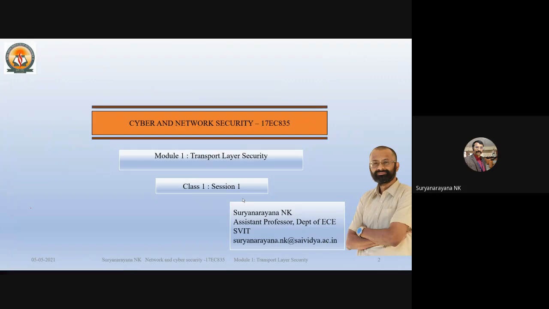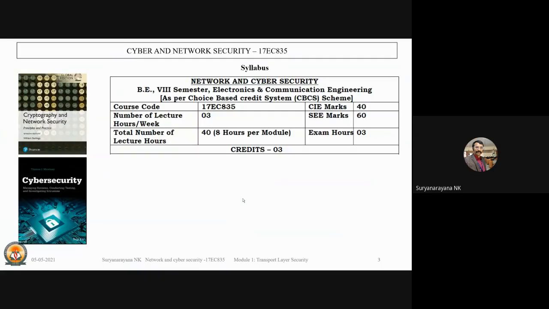This is session 1. In this session, we are going to study the basic concept in cyber and network security.